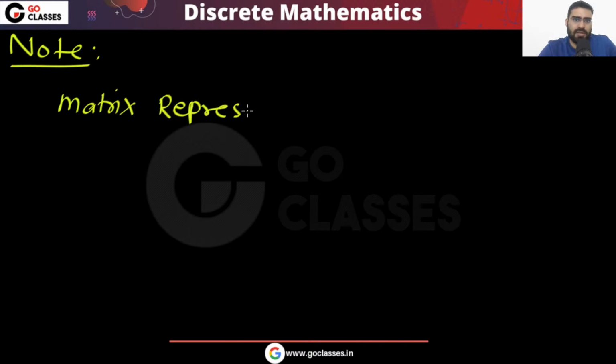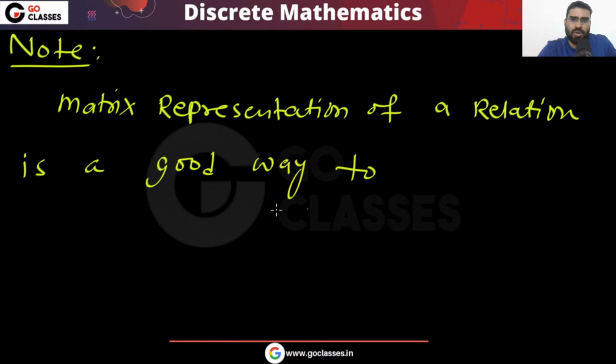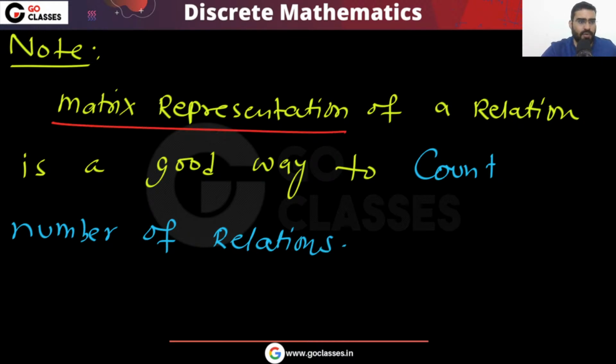Matrix representation of a relation is an easy way, or I can say a good way, to count the number of relations. So if you want to count the number of relations, then this matrix representation is a good way.